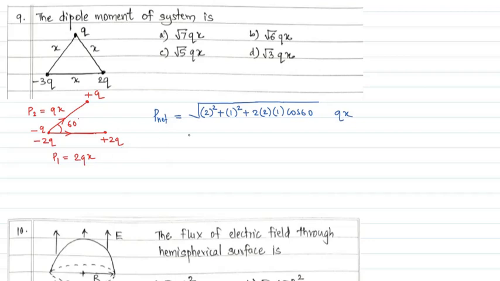Now simplify this. It is root of 2 square is 4, 1 square is 1, 4 into cos 60, which is 1 by 2, into qx. So this gets cancelled: 4 plus 1 plus 2 is 7. Root 7 qx is the answer. So option A is the answer. Option A is the answer.